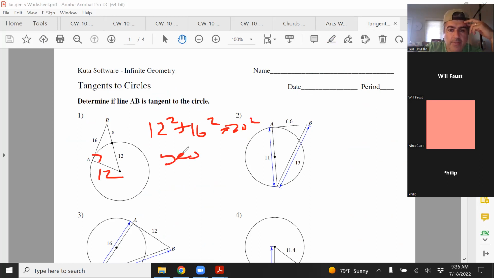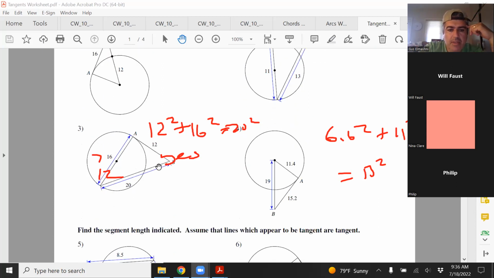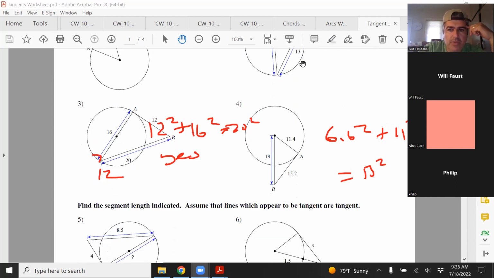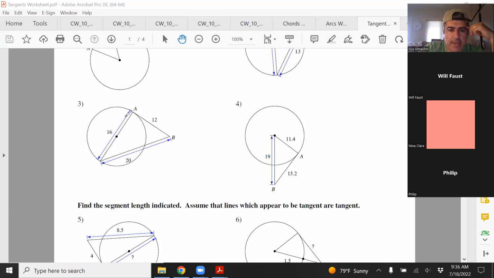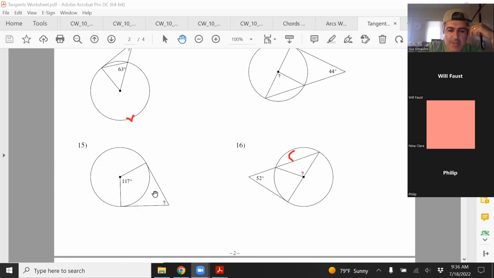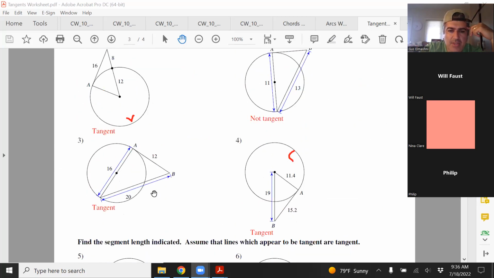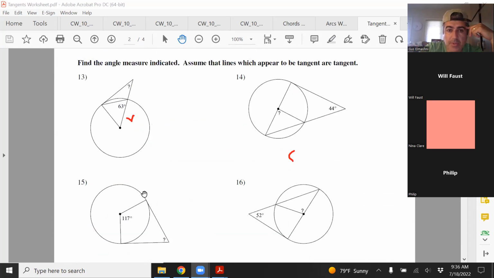So that's yes. And then you do the same thing here, 6.6 squared plus 11 squared. Does that equal 13 squared? You go through the same motions for all the other ones. I think 3 will be a yes. 4, I'm not 100% sure, but just do the Pythagorean theorem. Let's look at what the answer key says. It says tangent, tangent, tangent for number 4, but not tangent for number 2.